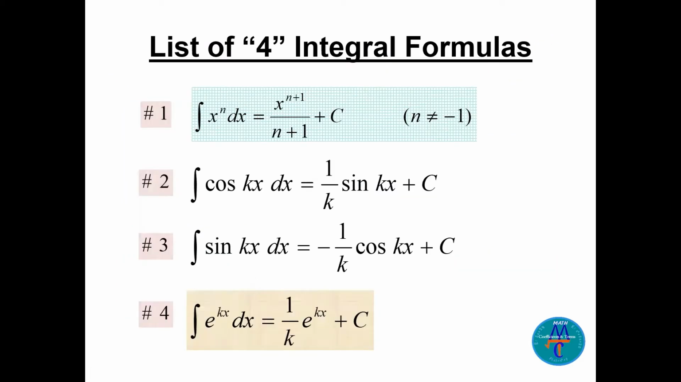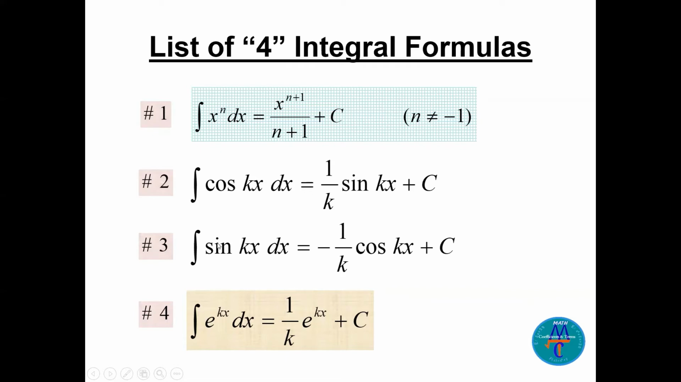Now this is a list of 4 integral formulas. The first one is the one we have seen now. And this is number 2, number 3, and number 4. So the integral of cosine kx, see there is a coefficient here, 2x, 3x, pi x, half x, whatever. It will be 1 over k sine of kx plus capital C. So that's formula number 2.